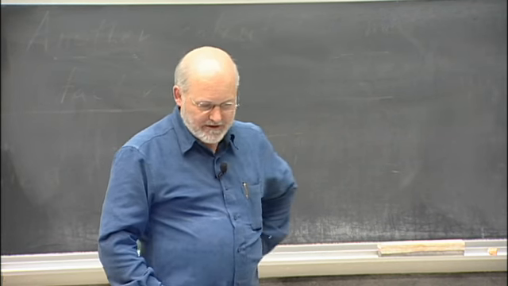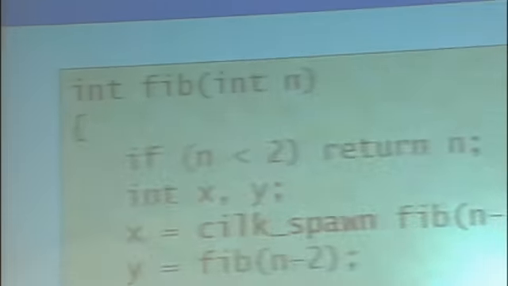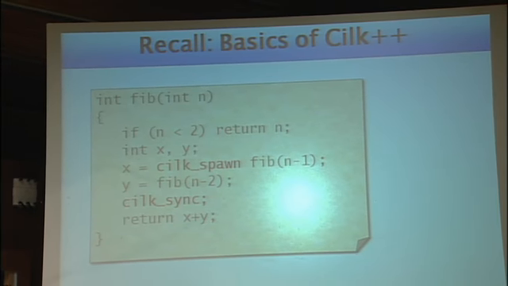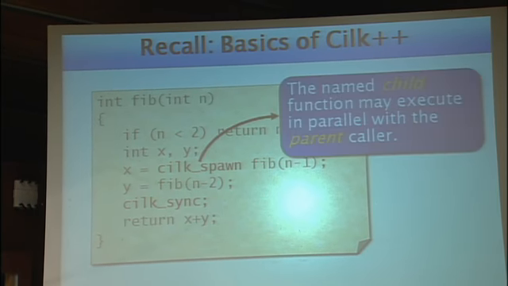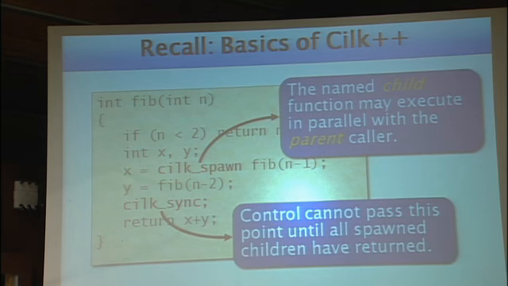So we'll start out with what is parallelism. Let's recall first the basics of Cilk. Here's the example of the lousy Fibonacci that everybody parallelizes because it's good didactically. We have the cilk_spawn statement that says that the child can execute in parallel with the parent caller, and the sync that says don't go past this point until all your spawned children have returned. And that's a local sync. That's just a sync for that function. It's not a sync across the whole machine.